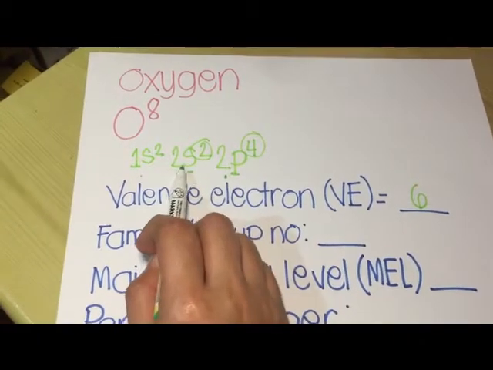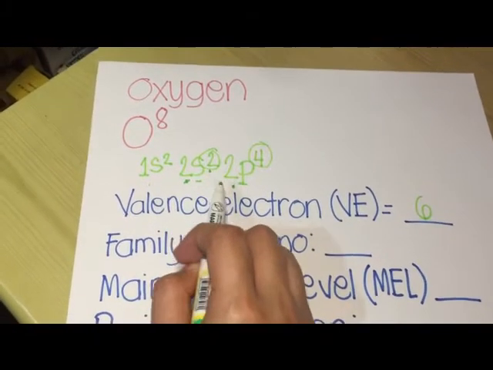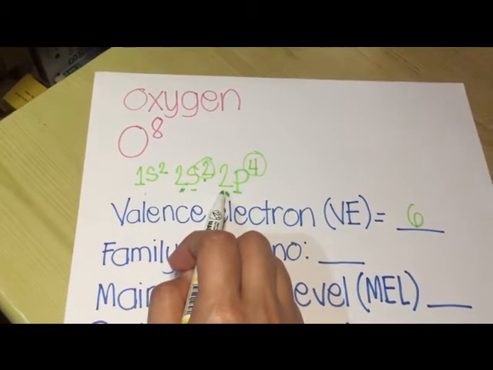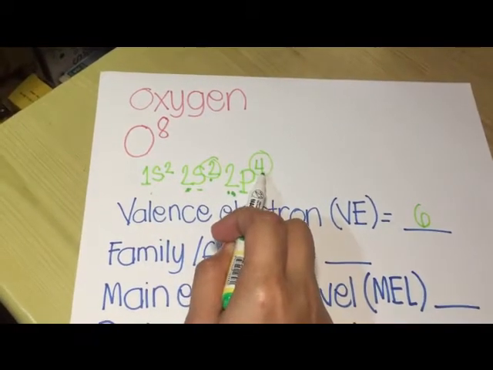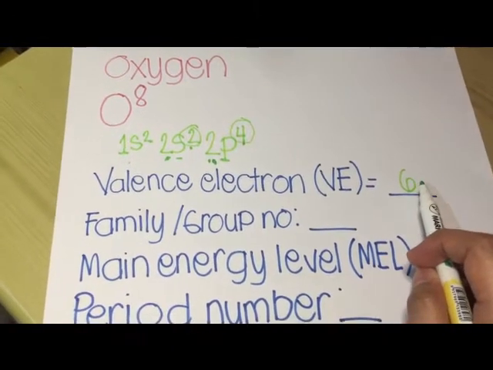Okay, so the value of the 2 energy level here is 2 electrons. And the value of this other energy level is 4. So, 2 plus 4 is 6. So, our valence electron is 6.